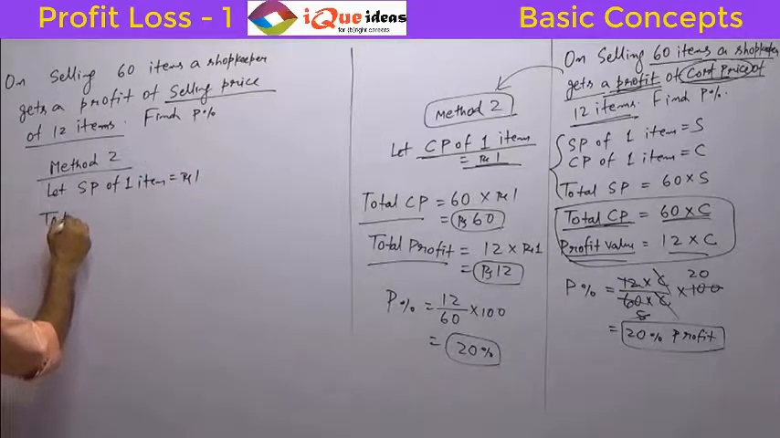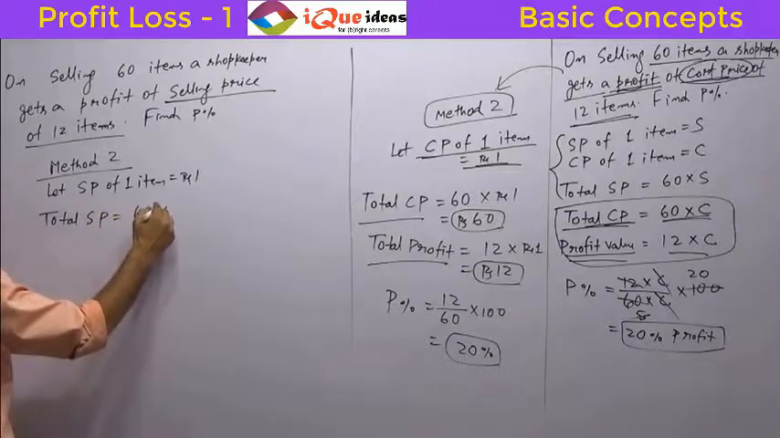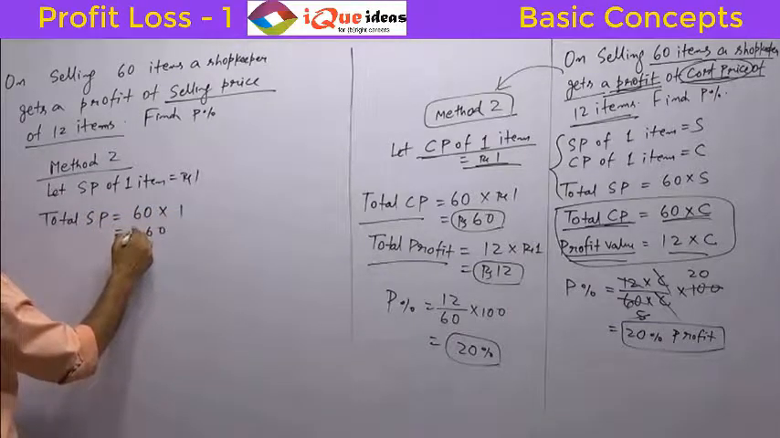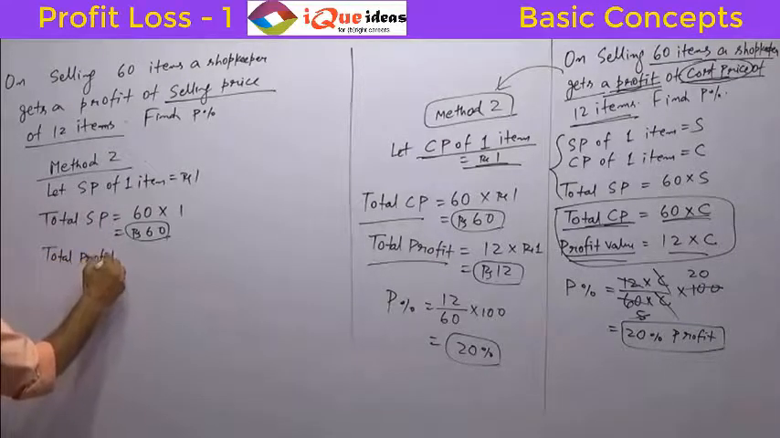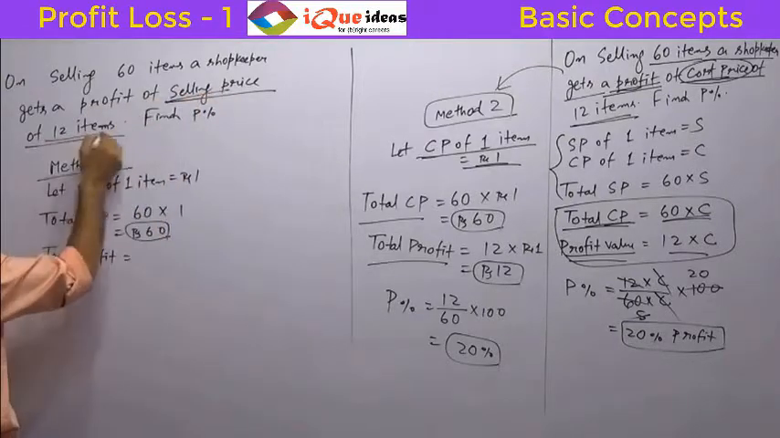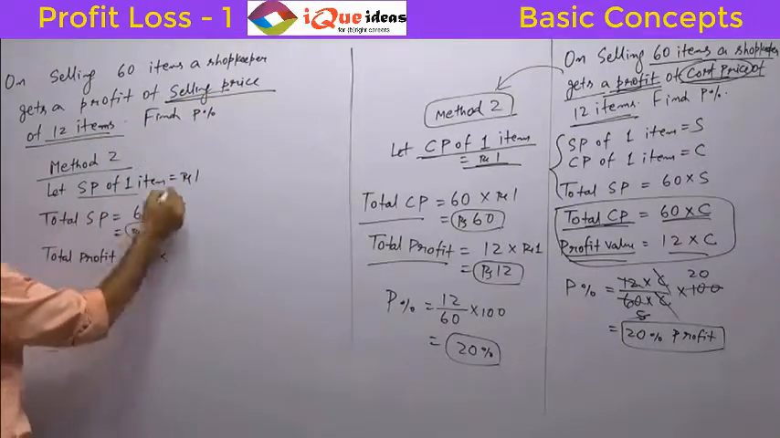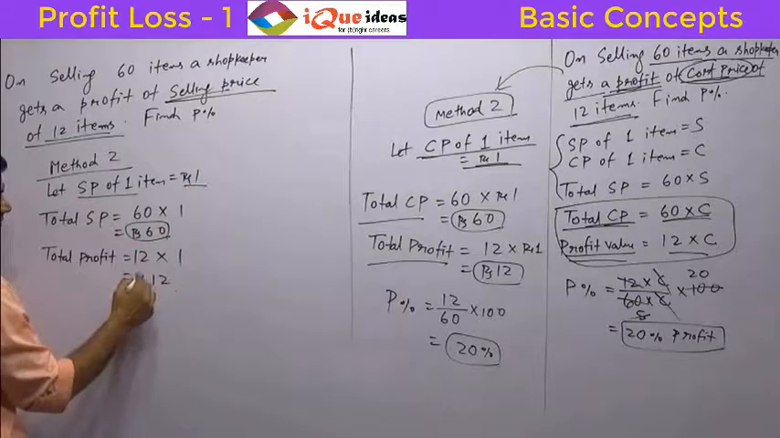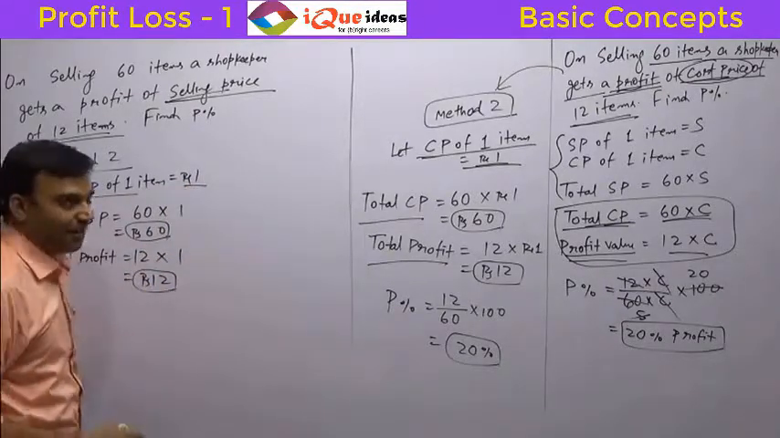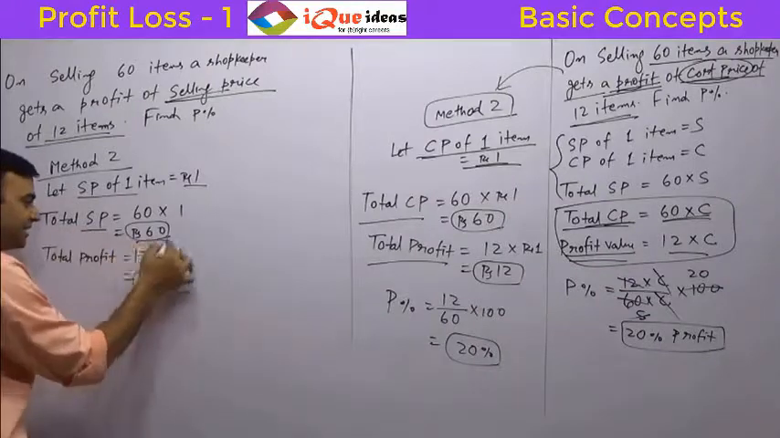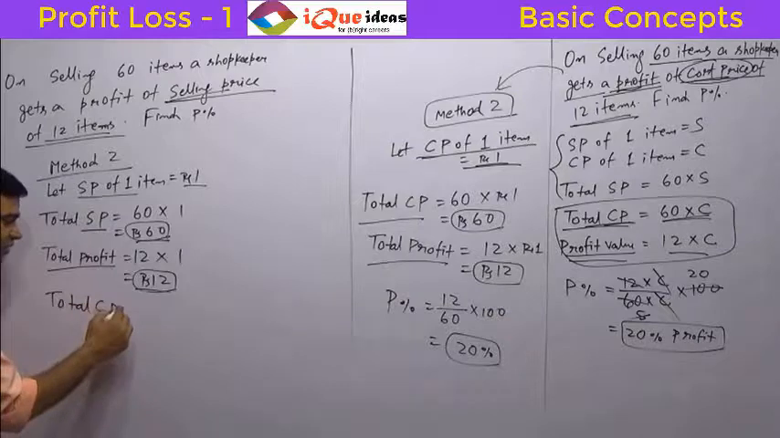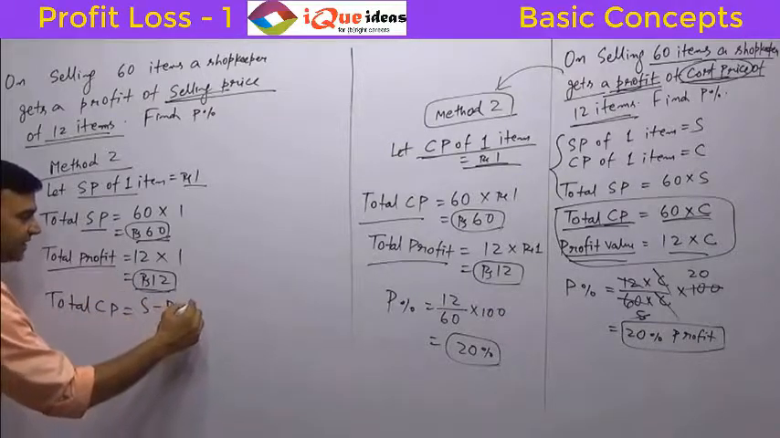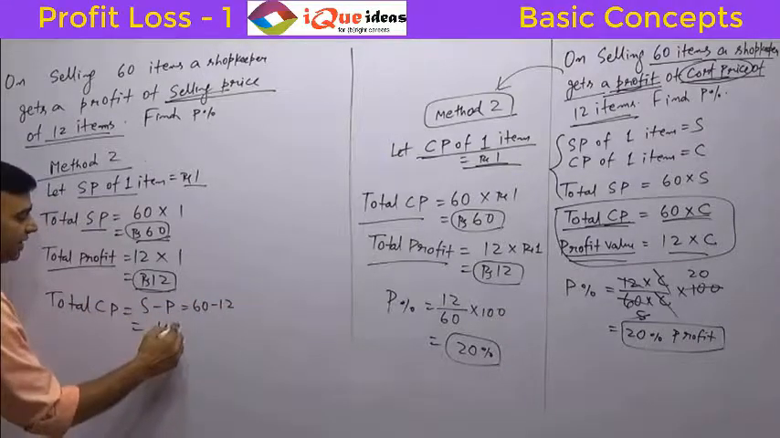So the total selling price will be equal to 60 into 1, which is 60 rupees. This is the total selling price, right? And total profit, what will be the total profit? The profit is given as selling price of 12 items. So 12 into selling price of one item, that is 1. So it is 12 rupees. And then comes the tricky part. Here we know that the selling price is 60 rupees, profit is 12 rupees. What about the cost price? Right? So total cost price will be selling price minus profit, that is 60 minus 12, which is 48 rupees.